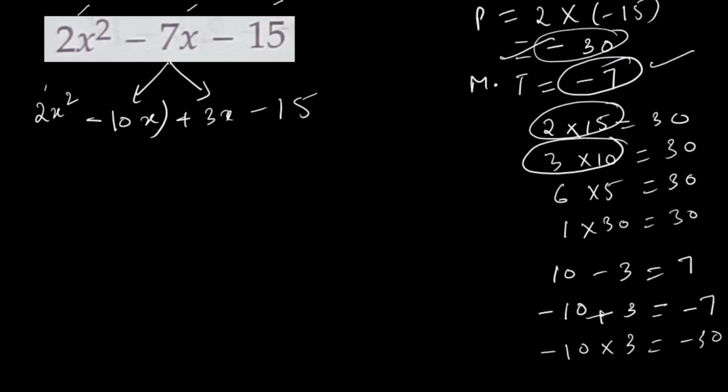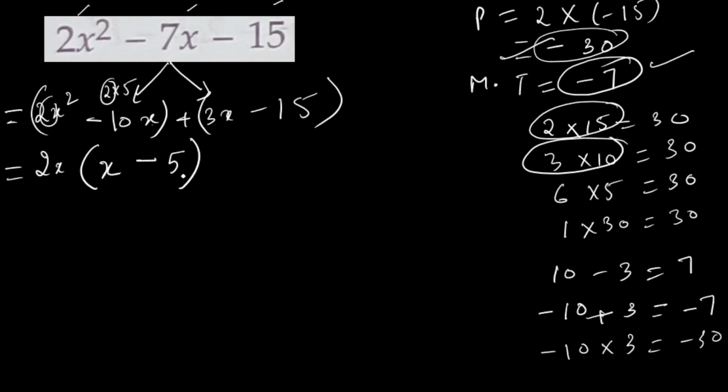Now we can do grouping. The first two we can group together and the last two we can group together. Now let's take out the common factor. In the first two, we know 10 is 2 into 5. So 2 is common and x is common. So 2x I can write outside here, because x square means x into x. So 1x is still there, minus 5 is there. Plus, here what is common? 3x is the first term, and 15 is 3 into 5. That means 3 we can take out as common. The remaining things we can write: x minus 5.